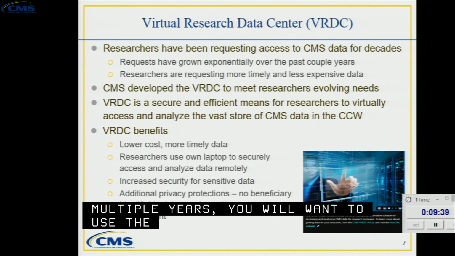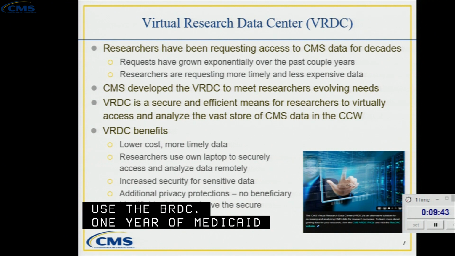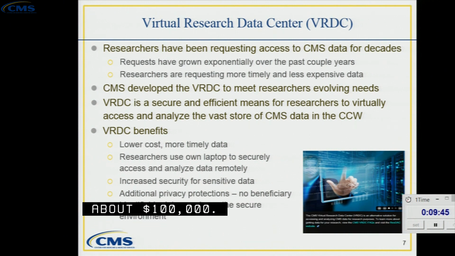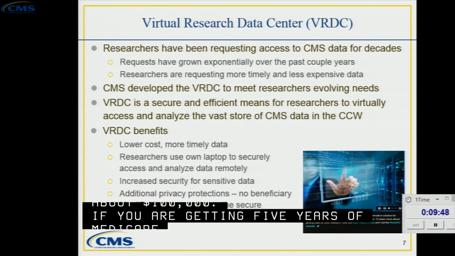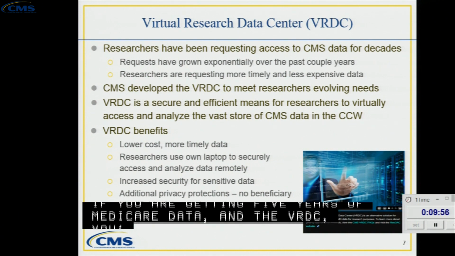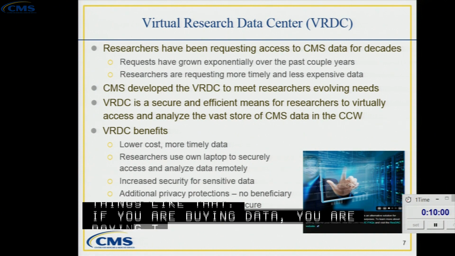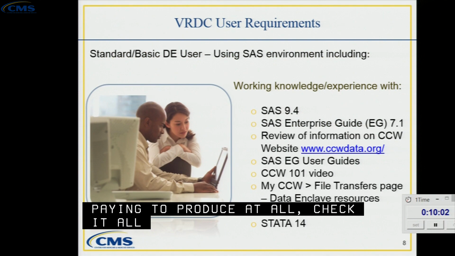So 1 year of VRDC is about 40. So if you're getting 5 years of Medicare data versus 1 seat in the VRDC, in the VRDC you're not paying for data, you're paying for IT. You're paying for the licensing, the seat, the output review, stuff like that. Whereas if you're buying data, you're paying for me to produce it all, encrypt it all, check it, things like that. So it's just a lot cheaper as you move into huge quantities of data to use the VRDC.